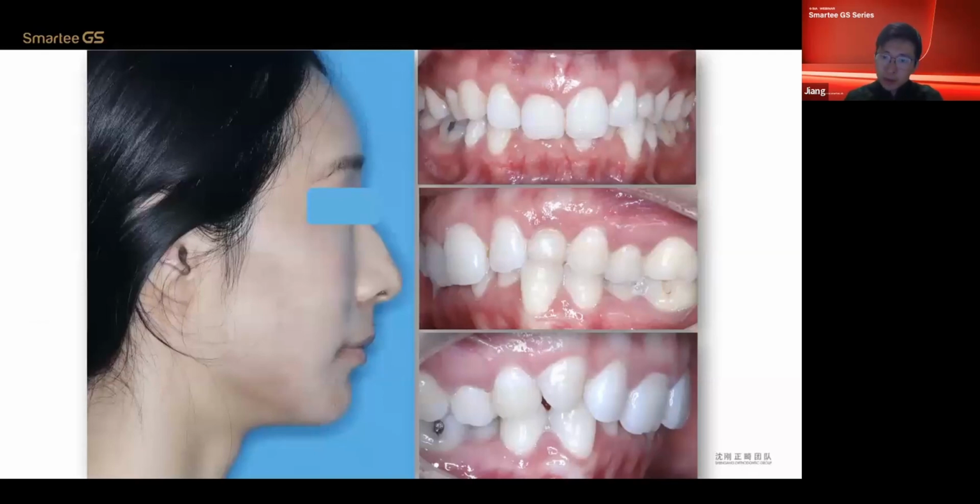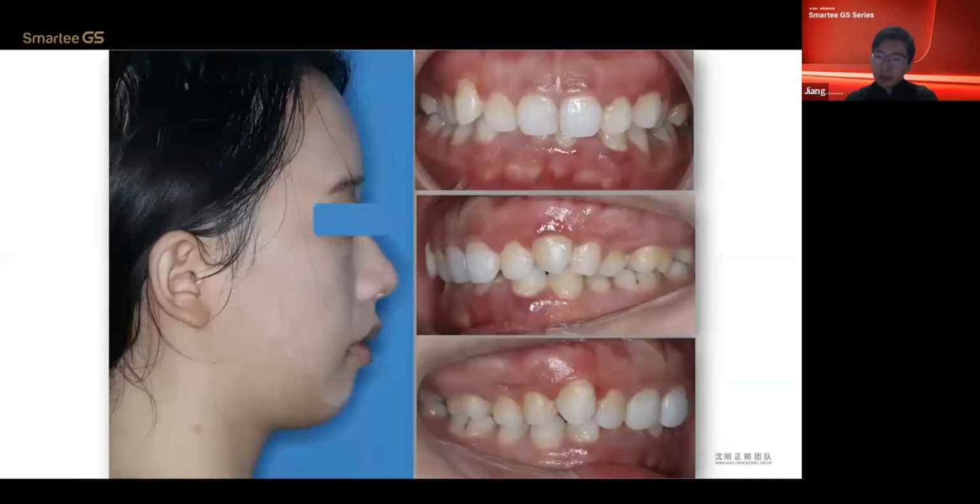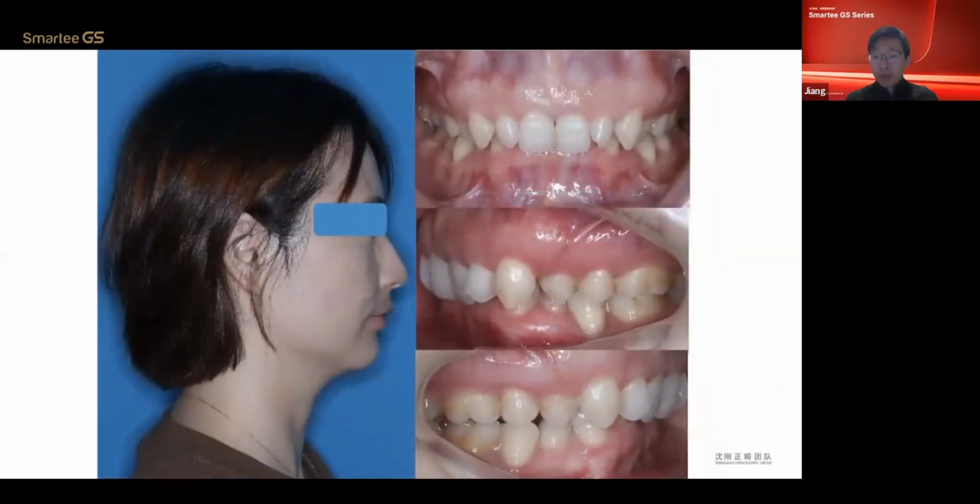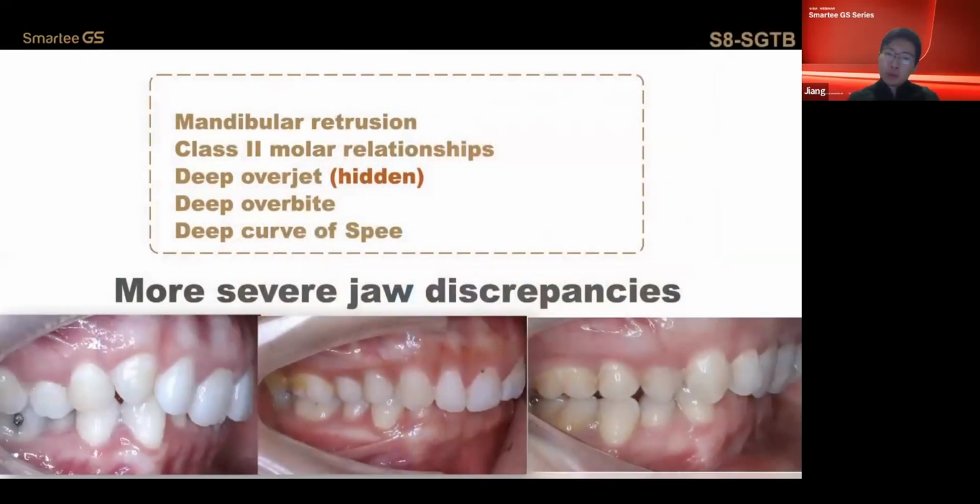And we can see group 2 patients. They have deep overbite, deep curve of Spee, and molar class 2, and of course, a retrusive mandible. Group 2 patients are all mandibular retrusion, and they all have class 2 molar relationships. They all have deep overbite, deep curve of Spee, and actually they have deep overjet, but it is hidden behind the retroclined upper incisors. So they are also severe jaw discrepancies.